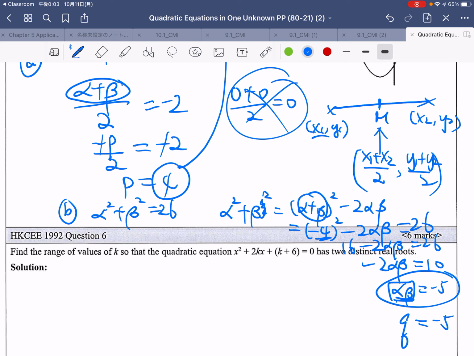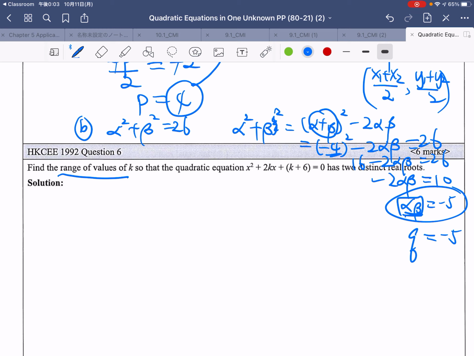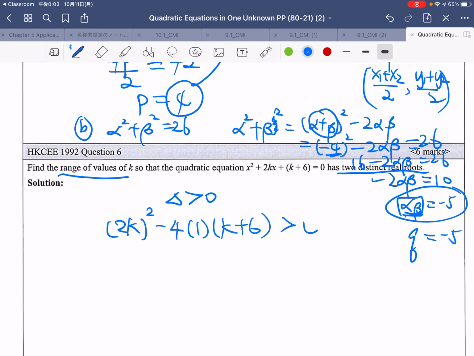That's it. And then for question number 92, we need to find out the range of k. Actually, the equation has two distinct real roots. That means two unequal real roots. So the delta is greater than 0. And then we have b squared minus 4ac greater than 0.